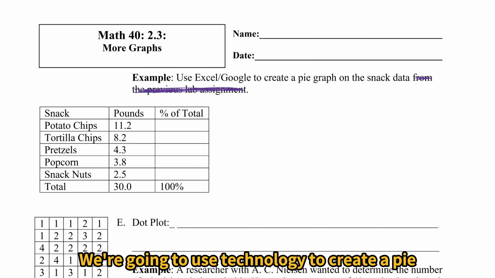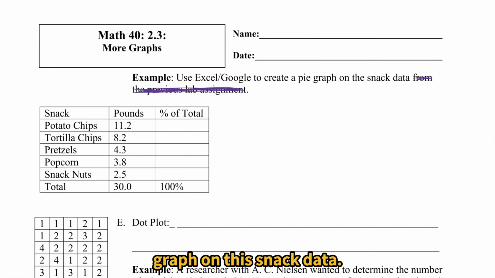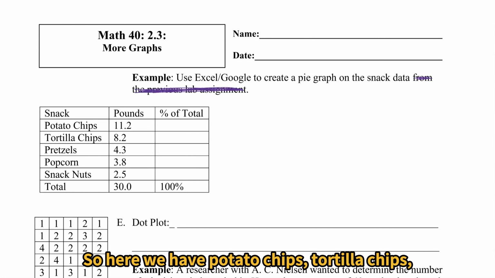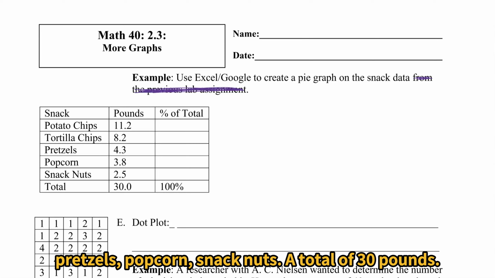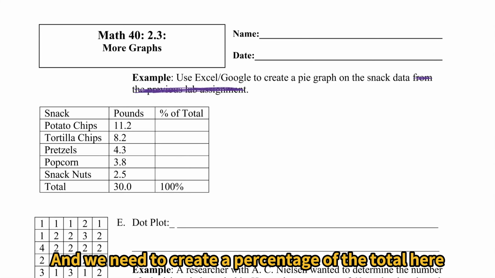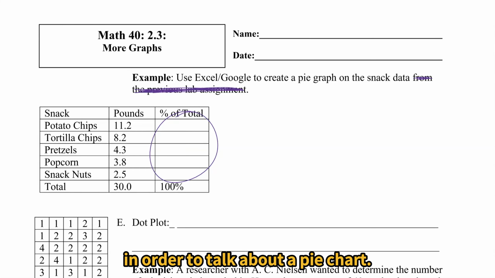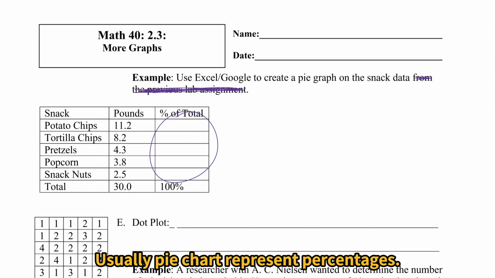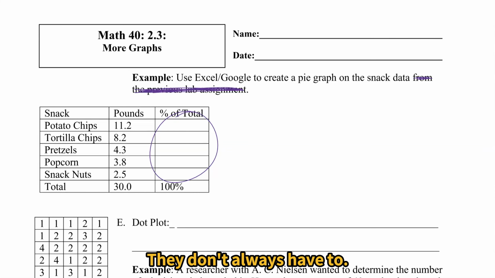We're going to use technology to create a pie graph on this snack data. So here we have potato chips, tortilla chips, pretzels, popcorn, snack nuts, a total of 30 pounds, and we need to create a percentage of the total here in order to talk about a pie chart. Usually pie charts represent percentages. They don't always have to.